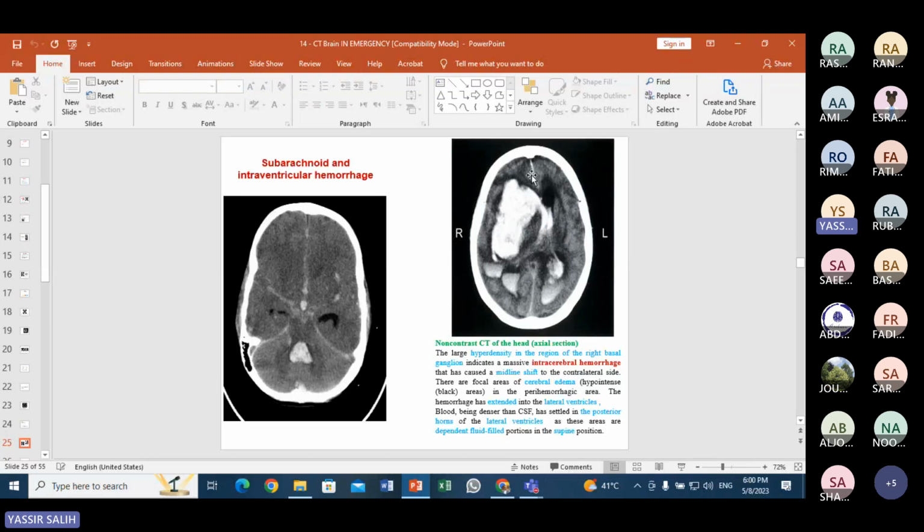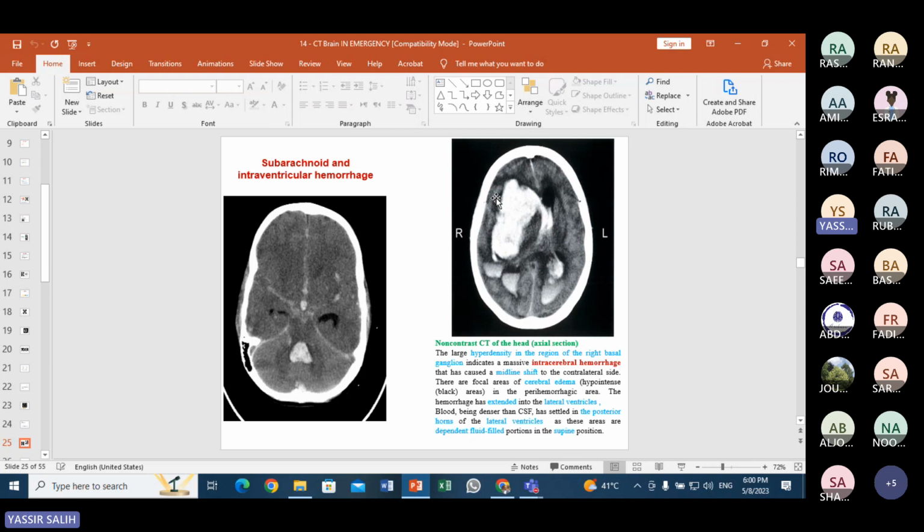And also there is a midline shift. And also there is blood in the lateral ventricle. This is blood in the lateral ventricle. Also this is the blood in the brain parenchyma, but this is within the lateral ventricle. The lateral ventricle is supposed to be black with a little CSF, but now it becomes hyperdense. So this is intracerebral and intraventricular hemorrhage with massive midline shift and compression of the lateral ventricle.